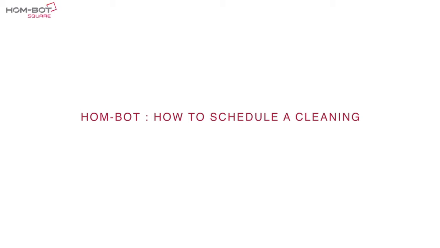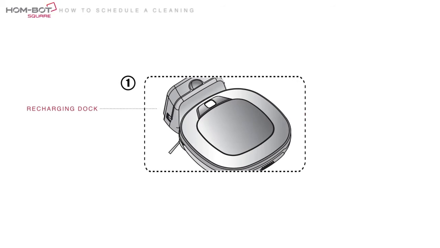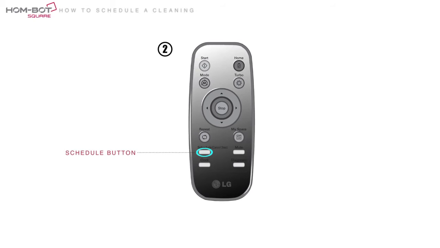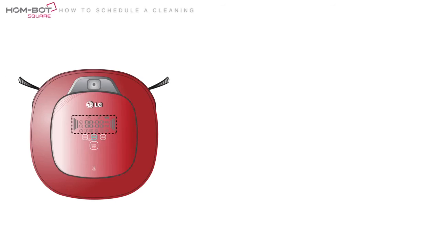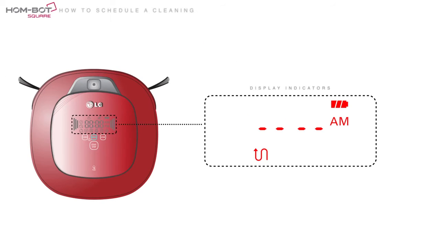To schedule a cleaning for a specific time, start by making sure that the Hom-Bot is in the recharging dock. Press the Schedule button on your remote controller. The display will begin to blink and a voice prompt will ask you to set the reservation time. Your first option will be to choose either a one-time clean or an everyday clean.